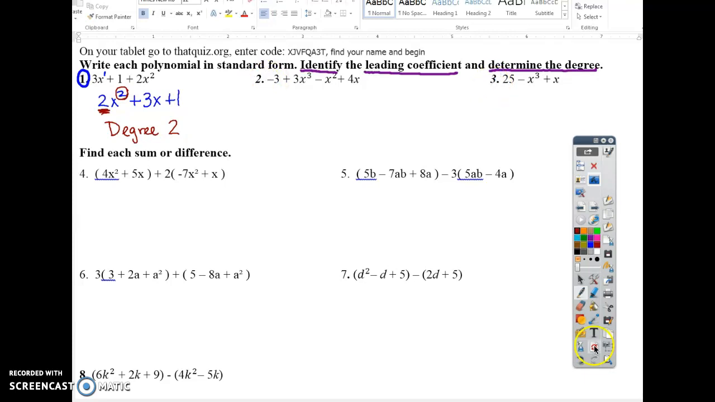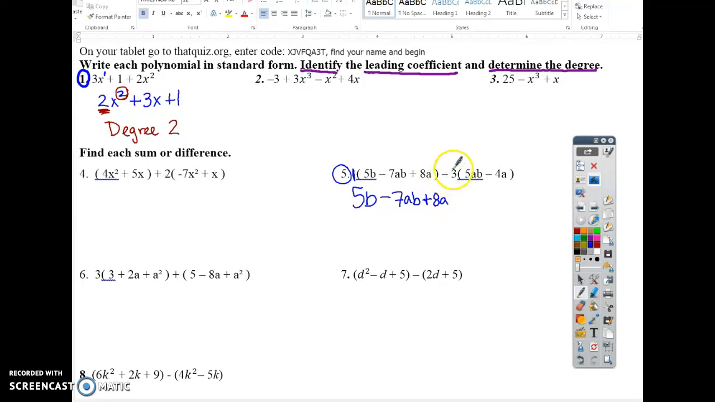On the next one, that's just like the homework, so let's do problem number 5. Problem number 5 is just like the homework. There's nothing to distribute here. It's like a 1, right? So everything stays the same. That means 1 times 5b is 5b. 1 times -7ab is -7ab. And 1 times positive 8a is positive 8a. The parentheses just drops. You just take it off.